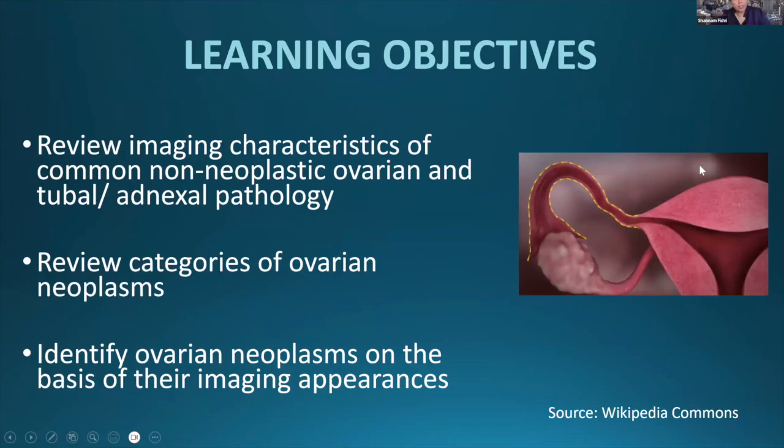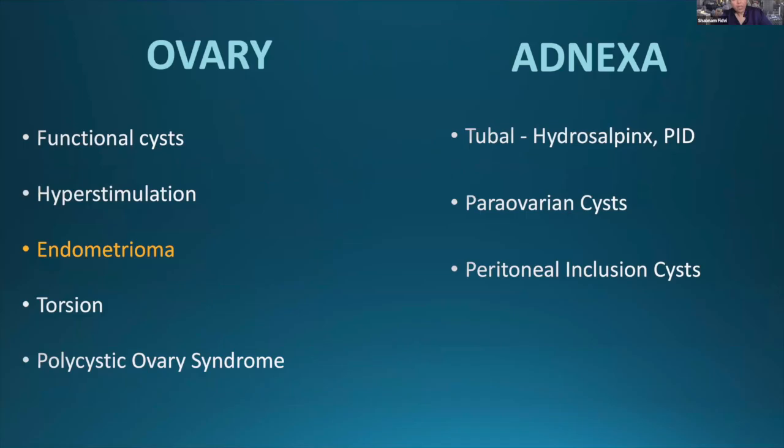The basic learning objectives of this presentation are to review the imaging characteristics of common non-neoplastic ovarian and tubal pathology, to review the categories of ovarian neoplasms, and then finally to identify ovarian neoplasms on the basis of their imaging appearances. In terms of benign entities in the ovaries, I'll be discussing functional cysts, namely follicular cysts and corpus luteal cysts. I'll talk about ovarian hyperstimulation syndrome and theca-lutein cysts, adnexal torsion, and polycystic ovarian syndrome.